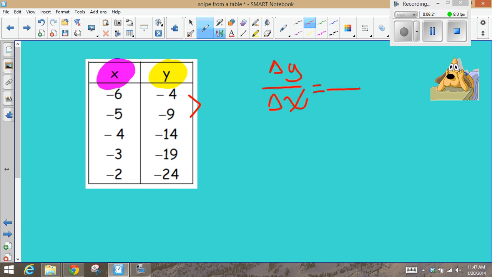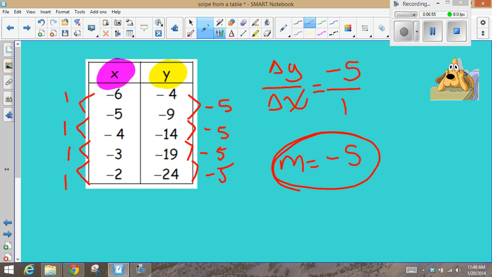So, this looks like it's getting smaller, going from -4 to -9, so I've got a -5. From -9 to -14 is a -5. From -14 to -19 is -5, and -5. So it looks like the change in y is a -5. On this side, I'm getting bigger by 1. Each time, bigger by 1. So my denominator is a 1. When I simplify that, my slope is -5.